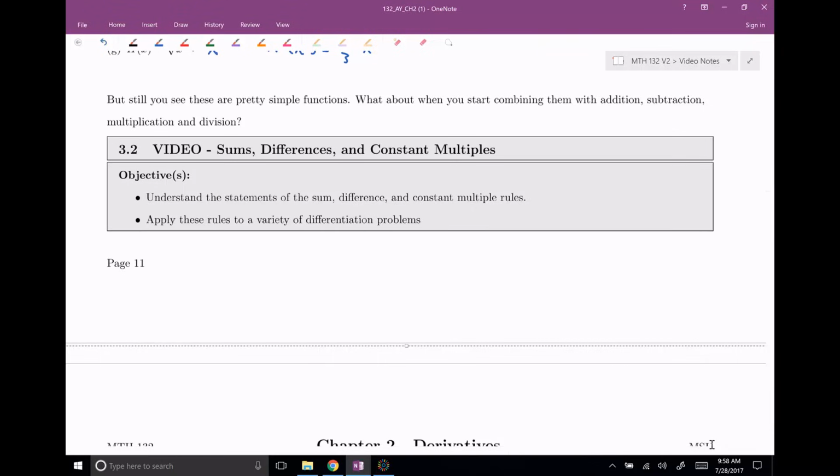In this video, we're going to start combining these functions. We got pretty far with this power rule. We saw it was very powerful. But now what happens if you start adding functions or subtracting functions, or maybe you have a constant times one of these functions? We're going to learn how to take the derivatives of all these things.